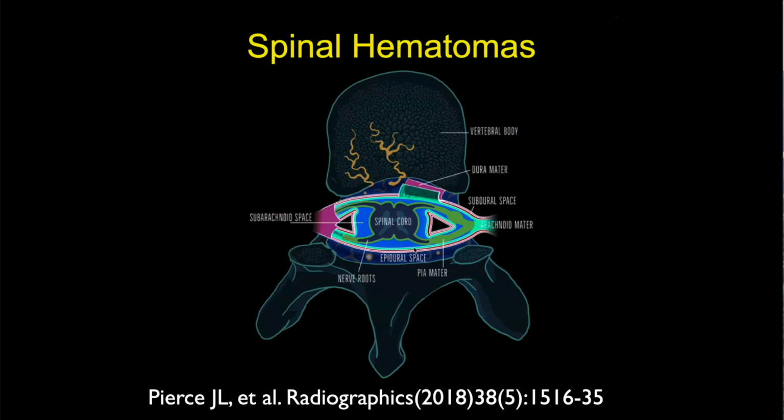But if you remember the anatomy here, you've got the dura on the outside. Then inside the dura, you have the subdural space. And then you have the covering of the arachnoid here. And inside that, you've got the subarachnoid space, which is the blue that we're seeing here. And then inside of that, you actually have the coverings of the nerve roots and the cord itself. And then inside of that, you have the intramedullary hemorrhage.